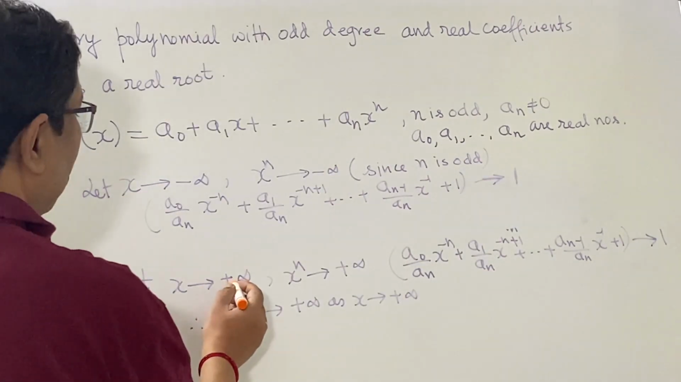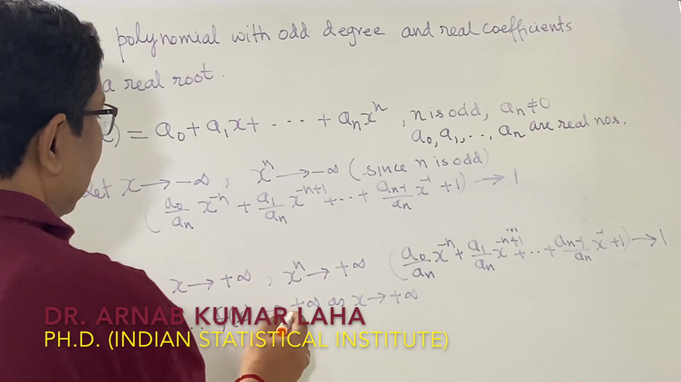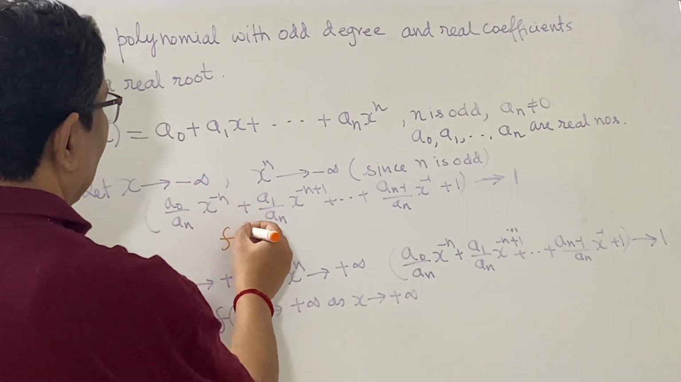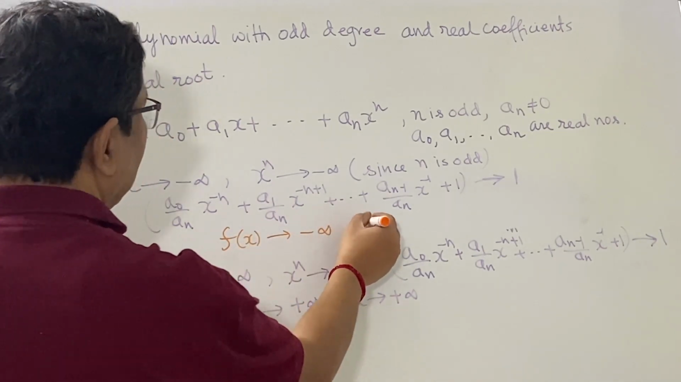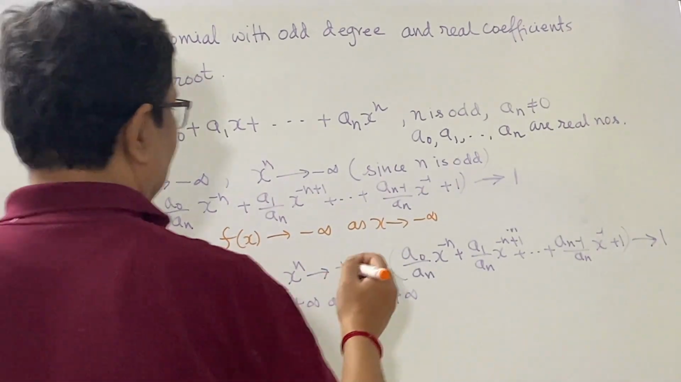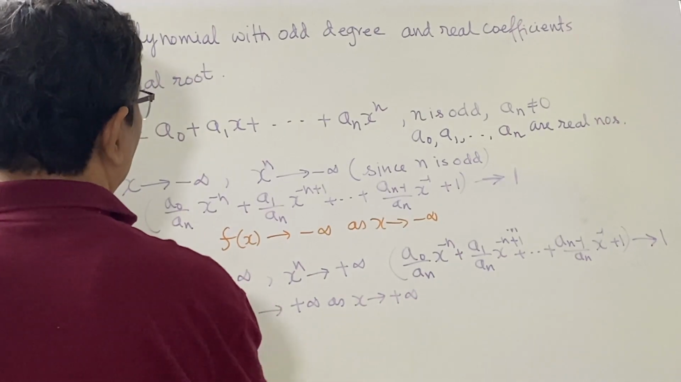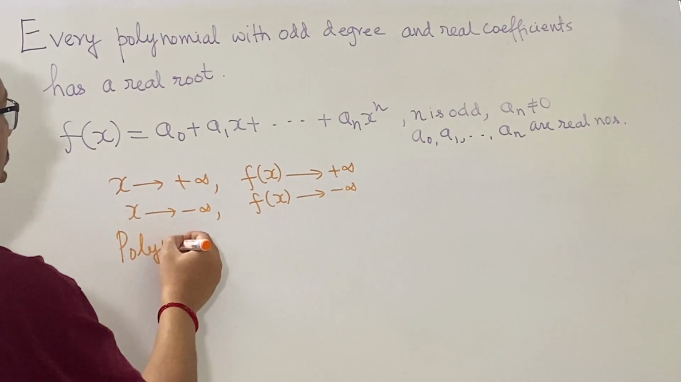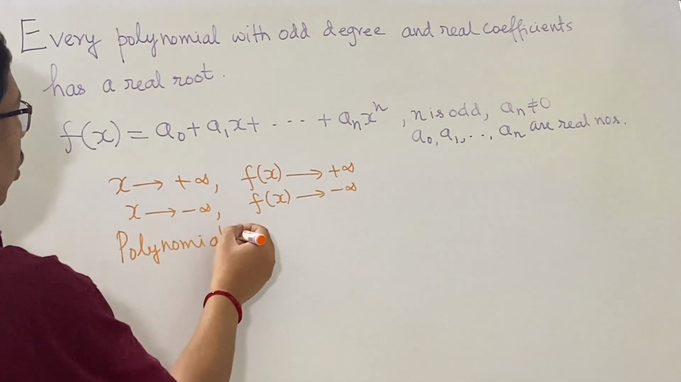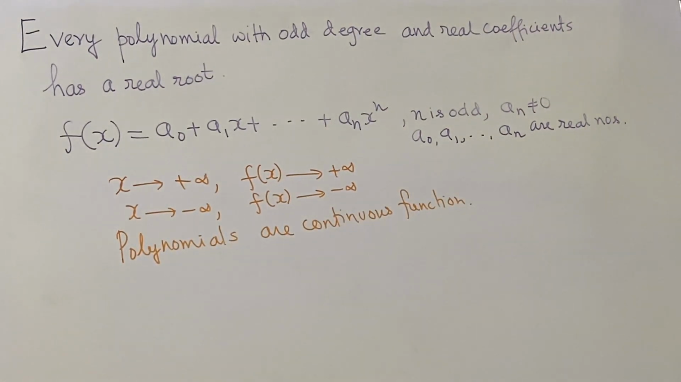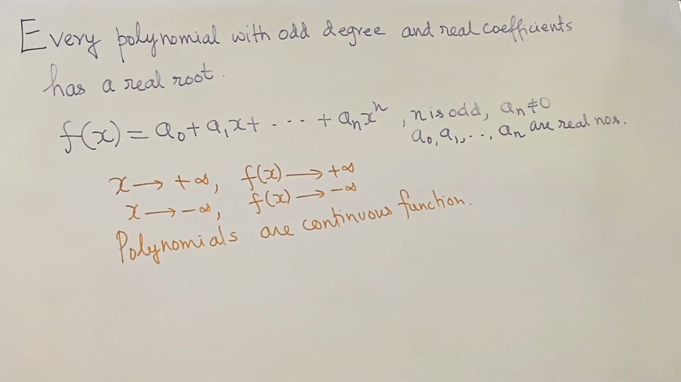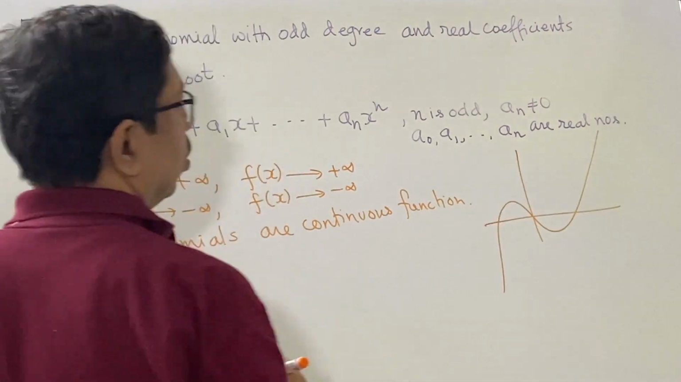So as x goes to plus infinity, f(x) goes to plus infinity. As x goes to minus infinity, f(x) goes to minus infinity. We will use these two facts to argue the presence of a real root. Since we are dealing with polynomials, all polynomials are continuous functions. And this function goes to plus infinity when x goes to plus infinity and goes to minus infinity when x goes to minus infinity. So something like this.